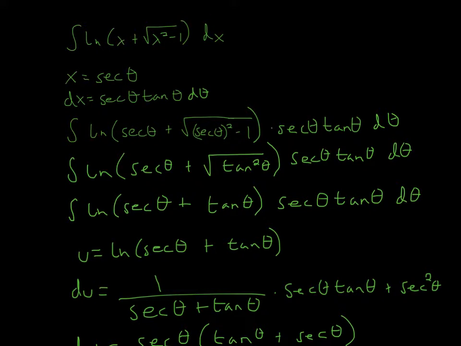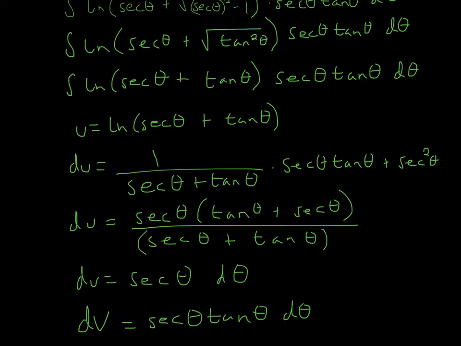So this is a trig identity where you take secant theta squared minus 1 and change it into tan squared theta. After that, just square root it, so that'll just be tan theta. And then we can do some u substitution. So u is equal to this entire expression, ln of secant theta plus tan theta. When we take the derivative of this, it'll be 1 over secant theta plus tan theta multiplied by the derivative.